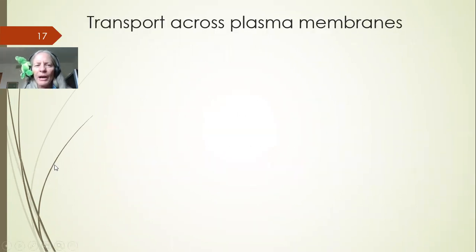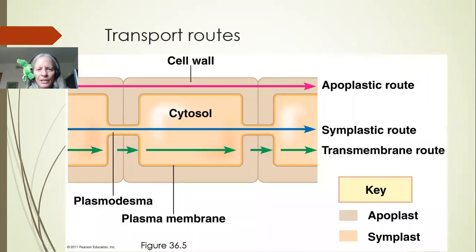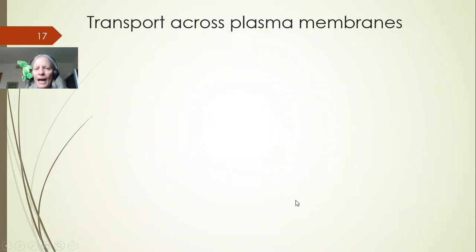Now, if we go back to this idea, remember that materials can travel either apoplastically or symplastically, or they can cross membranes. So let's talk a little bit about how materials can cross over plasma membranes.